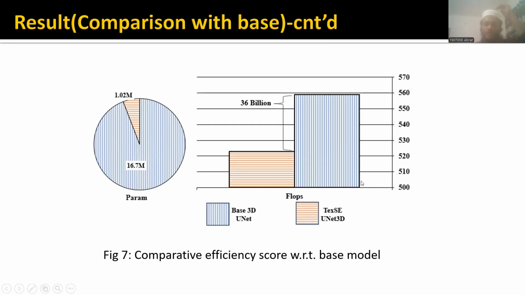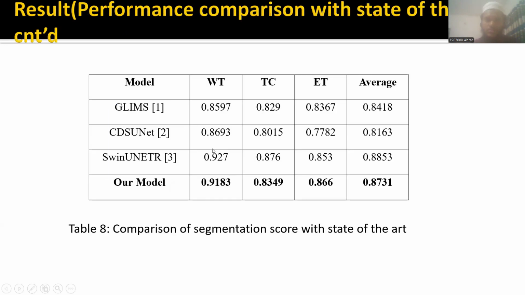So this is another comparison with respect to the base model for efficiency count. We have reduced 36 billions of floating point operation counts, and also in the parameter count, we can see the blue colored region is for the base model, and the white or reddish color tiny region is the 1.02 million, our proposed model, which is much lesser than the base architecture.